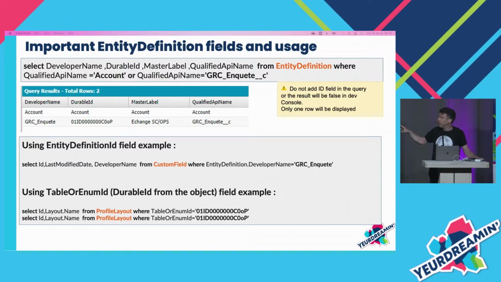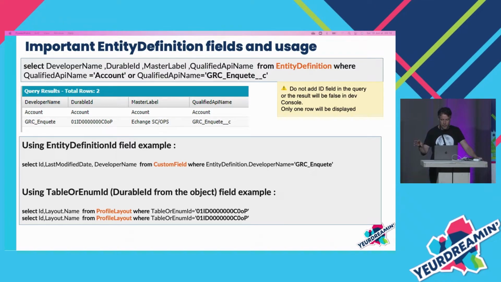I just discovered this a few days ago because I'm never using the developer console. But as I was preparing the example, I discovered that the developer console has an issue with this, okay? So if you want to grab information on EntityDefinition, never put the ID, it's useless. Then I give you 2 examples where you will either use the EntityDefinition ID or what we call the TableEnumOrId. I will come to it after.